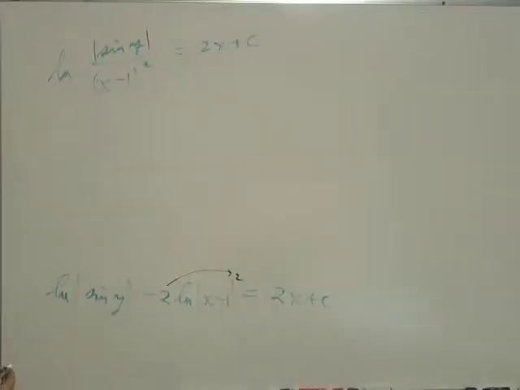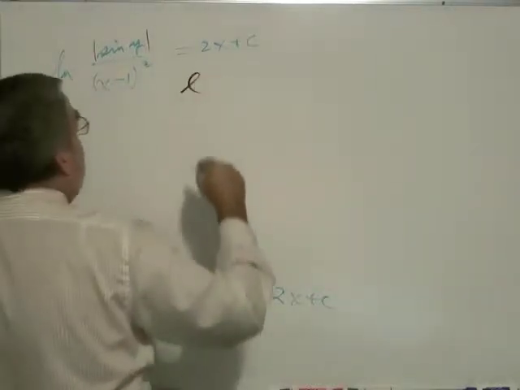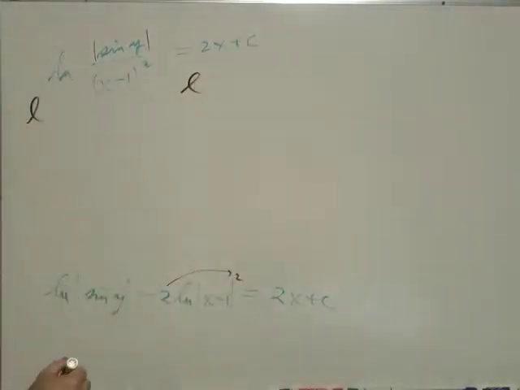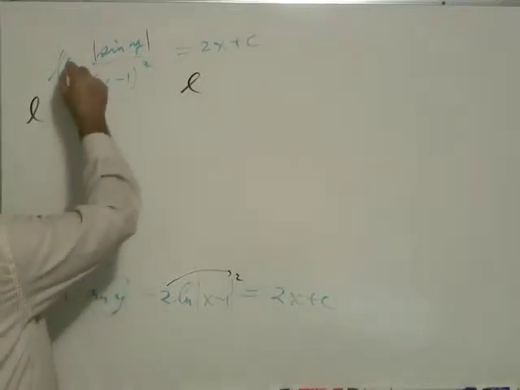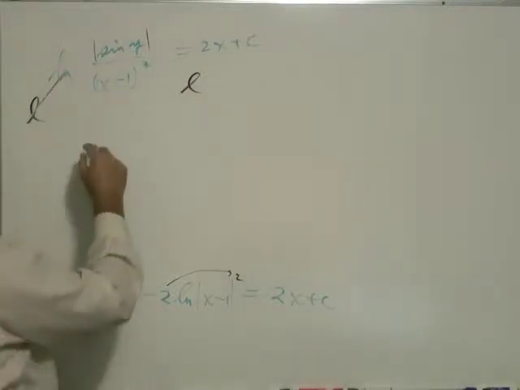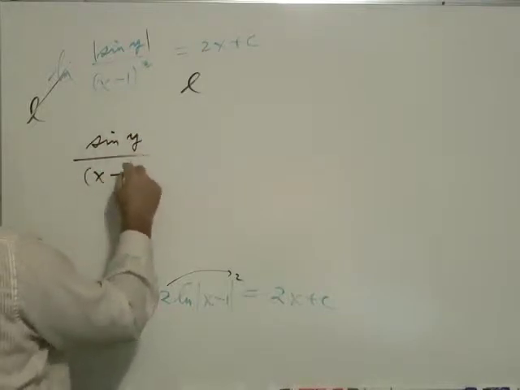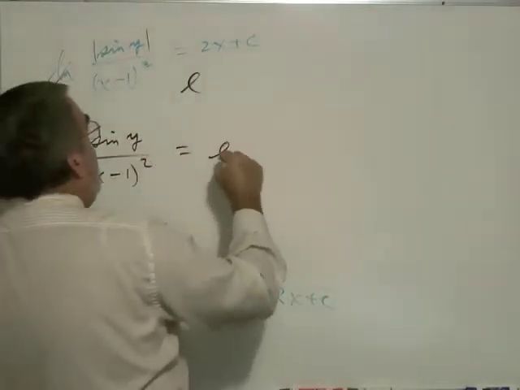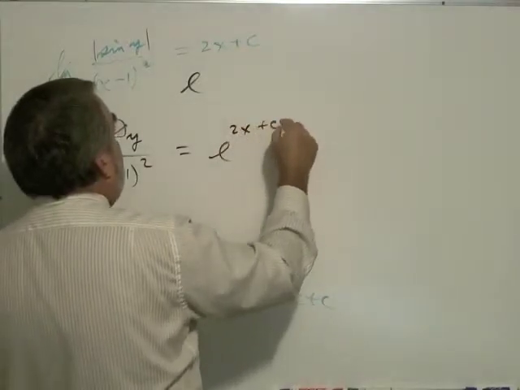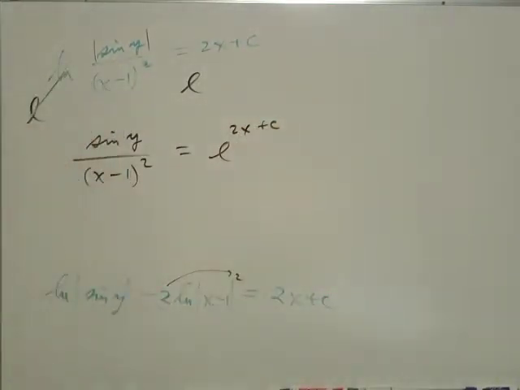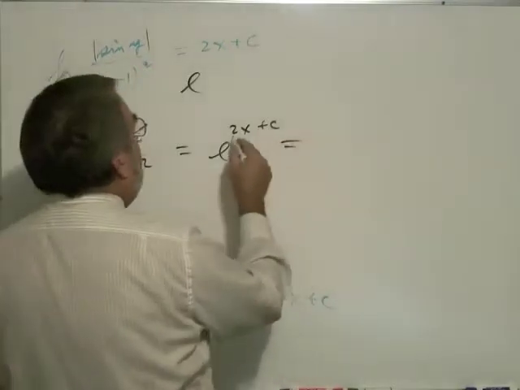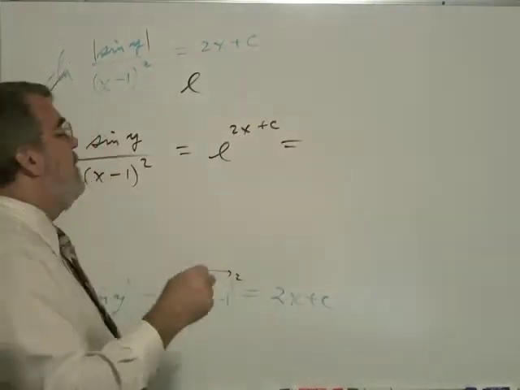Now then, we can eliminate the logarithm by making both sides an exponent of e. So those essentially cancel. I have sine y over (x minus 1) squared equals e to the 2x plus c. And I think you'll get used to seeing this a lot. Again, we did this in an earlier video.